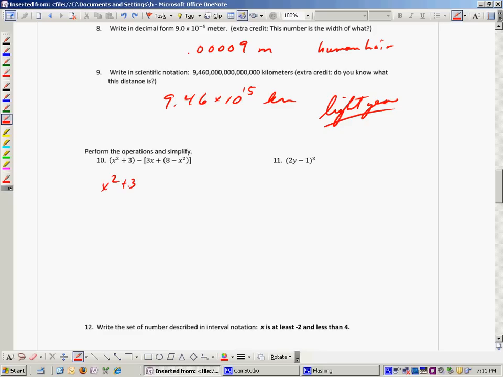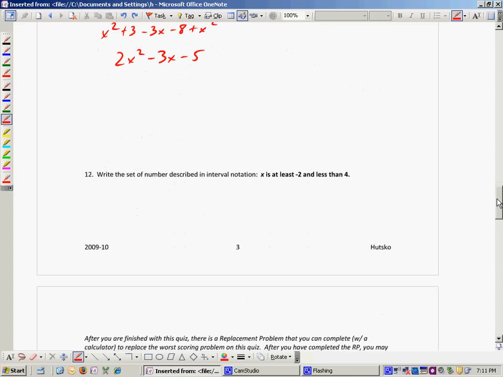This, just distribute the negative. That was the most common issue. Minus 3x minus 8 plus x squared. So you got 2x squared minus 3x minus 5. I took this problem off.